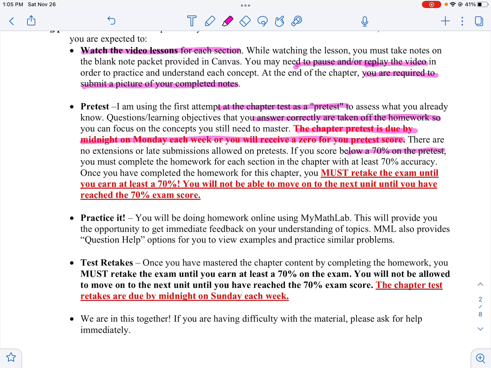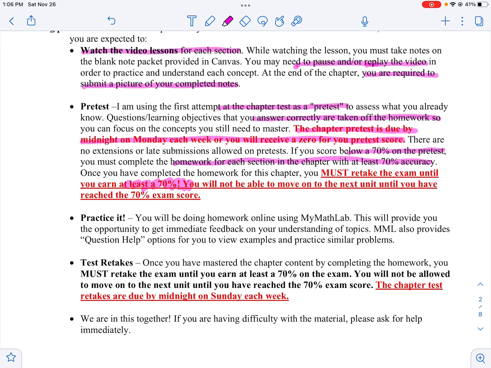If you score below a 70% on your pre-test, you must complete the homework for each section in that chapter with at least a 70% accuracy before you're allowed to retake. Once you've completed your homework for the chapter, you must retake the exam until you earn at least a 70% on the exam. You will not be able to move on to the next unit until you've reached that 70%. So if you hit the 70% and you're happy with it on your pre-test day by Monday, then you can move on to the next unit.